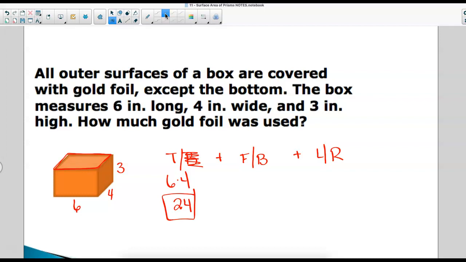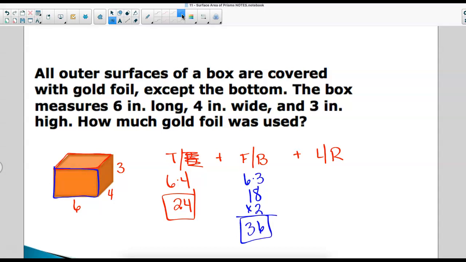Okay, I'm going to change colors. I like changing colors. Front and back. What are the numbers on the front? Mason. 6 and 3. 6 times 3 is 18. Do I have to times that by 2? Yes, because we also want the back. 18 times 2 is 36.